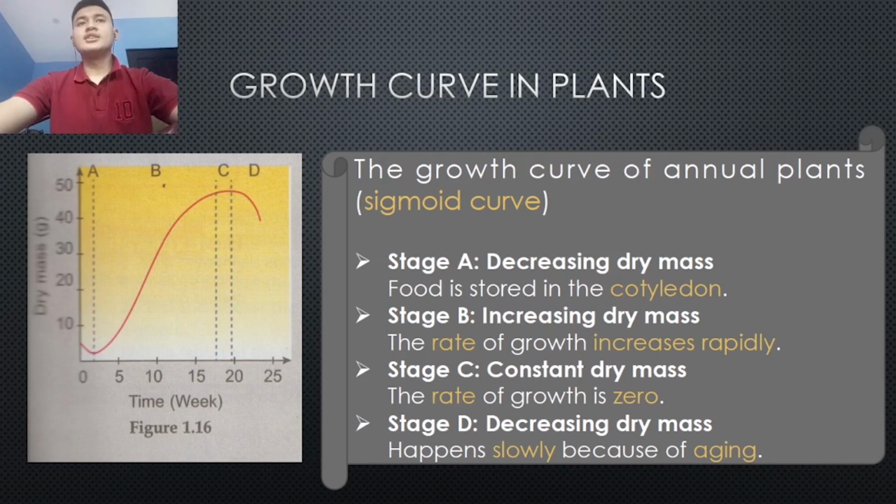The third stage is stage C, where the dry mass is constant. The dry mass is constant because the rate of growth is zero. In stage C, the plant is matured, and the last stage is the decreasing of dry mass. The decreasing of dry mass happens slowly because of aging, low rate of photosynthesis, shedding of leaves, flowers, and seed dispersal.